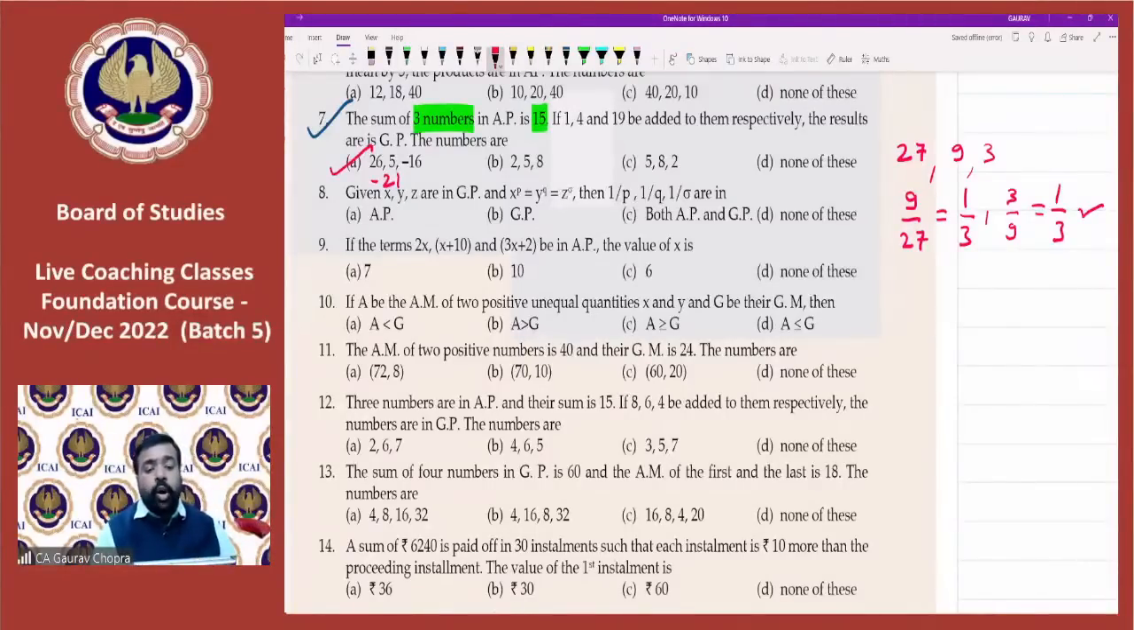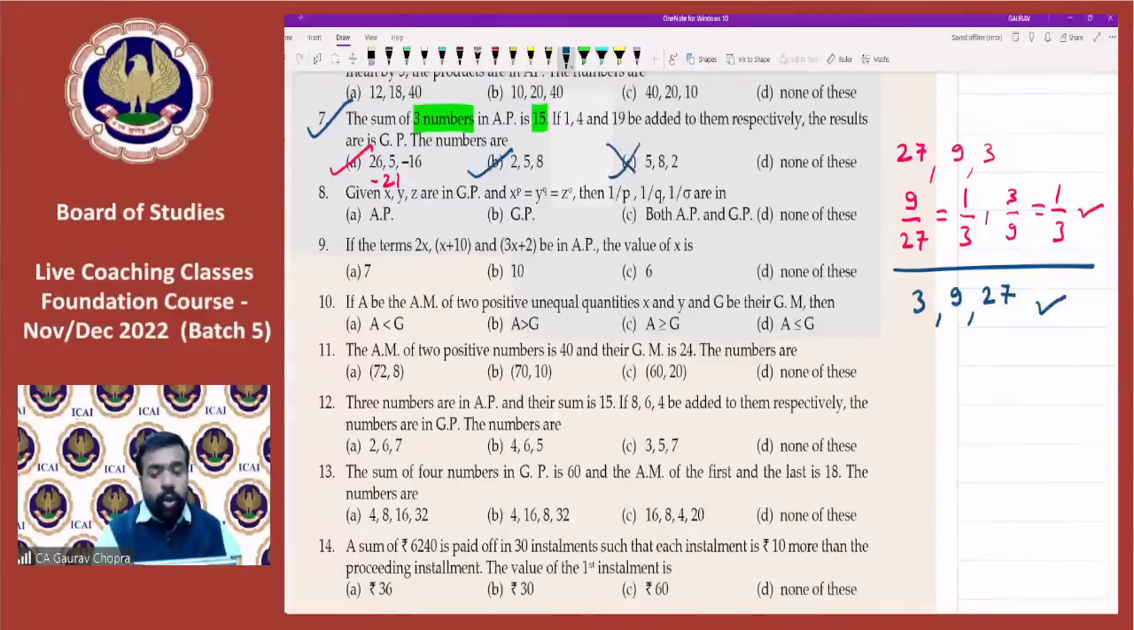You can also check with option number 2. If we add 1 and 2, it will become 3. Then 5 plus 4 becomes 9. 8 plus 19 becomes 27. The series is again the same, 3, 9, 27. This is also in GP. Option number B is also correct. But if you check option number C, this series is not in AP. So this is already rejected. So A and B, both the answers are correct.